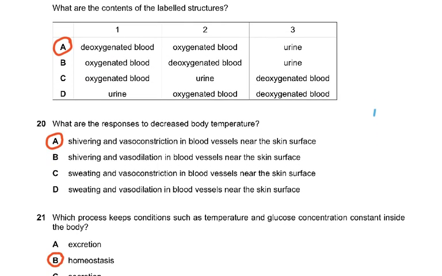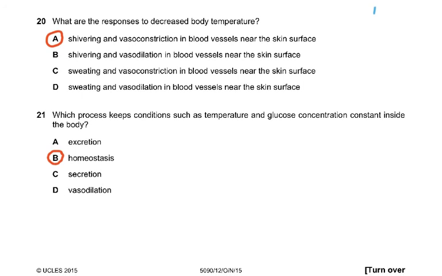Then coming on to question 20. What are the responses to decreased body temperature? You enter a room that is very cold. Shivering and vasoconstriction in blood vessels near the skin surface. Vasoconstriction means that the muscles in the wall of the skin arteries contract and there is less blood flowing in the capillaries, so less heat is lost.